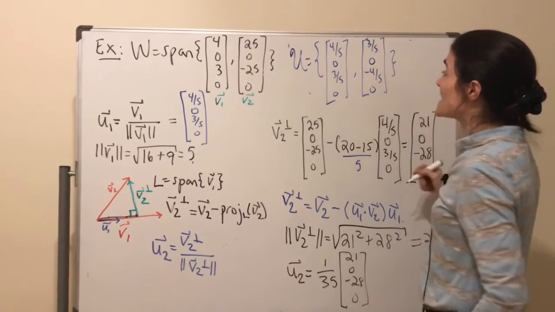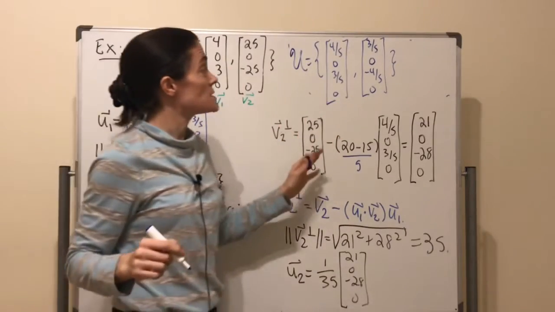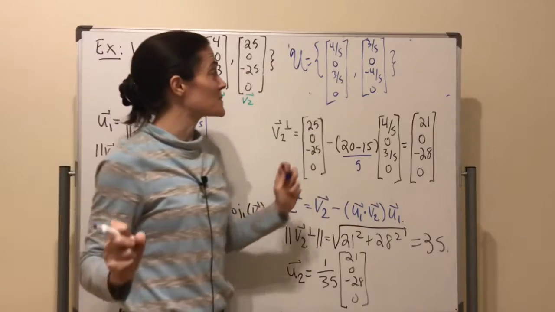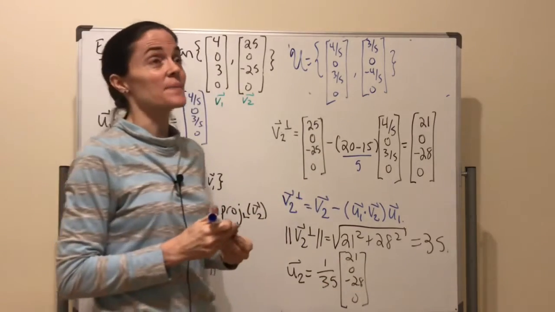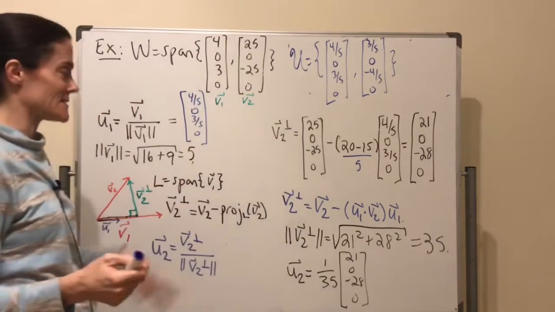And the neat thing is you can clearly see when you take the dot product of these two vectors, we get 12 over 25 minus 12 over 25, 0. So they are orthogonal and they're both unit. This is an orthonormal basis.